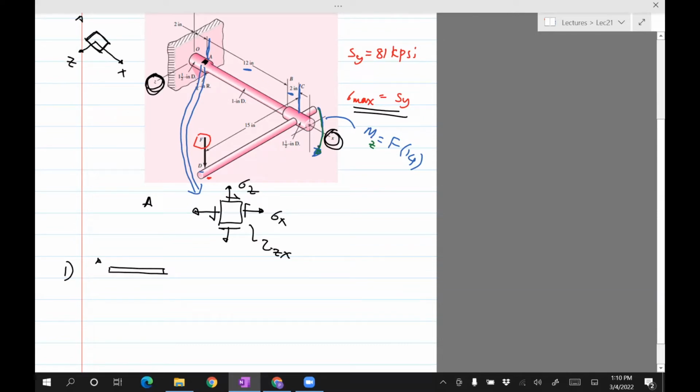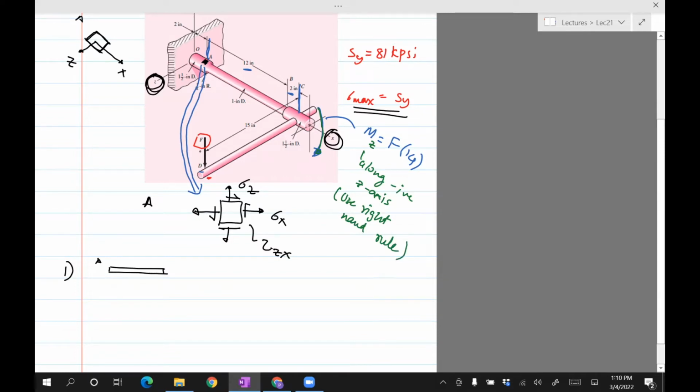In this case, the moment is clearly negative. It's in the negative z-axis, so this is along the negative z-axis. Use your right hand. And that is important because unless you have that sense, you are not able to compute sigmas.